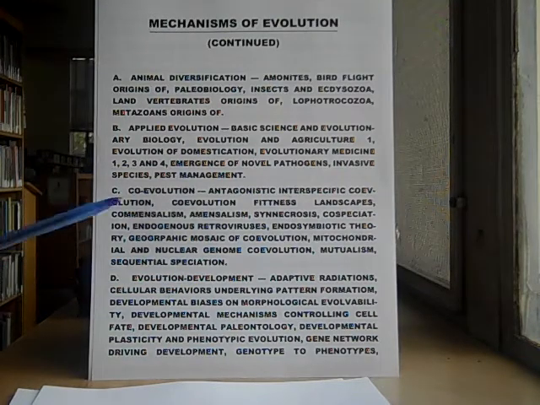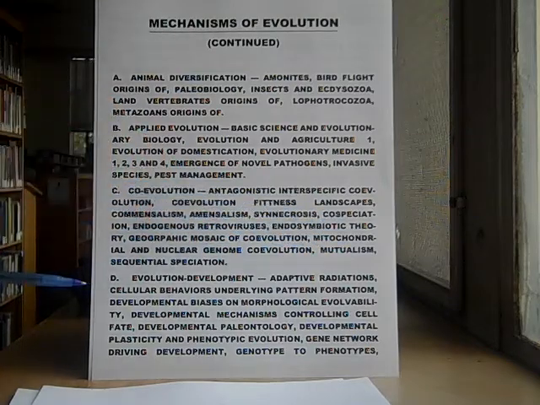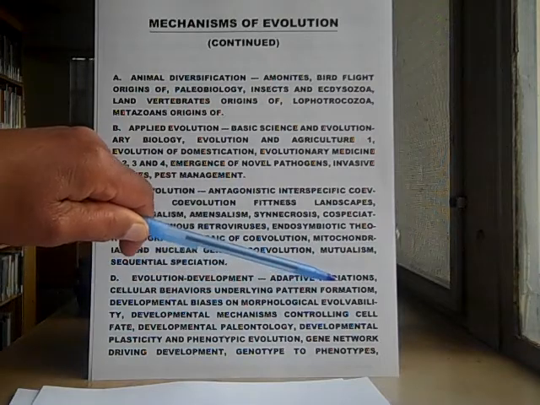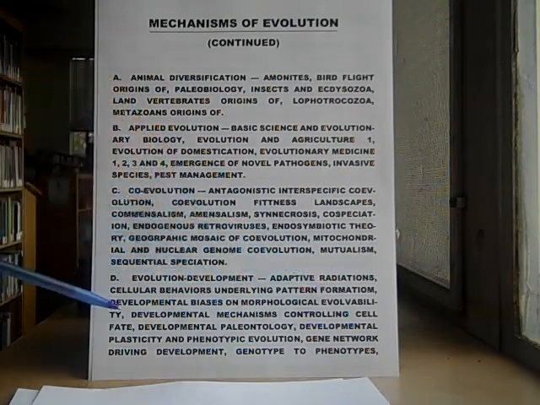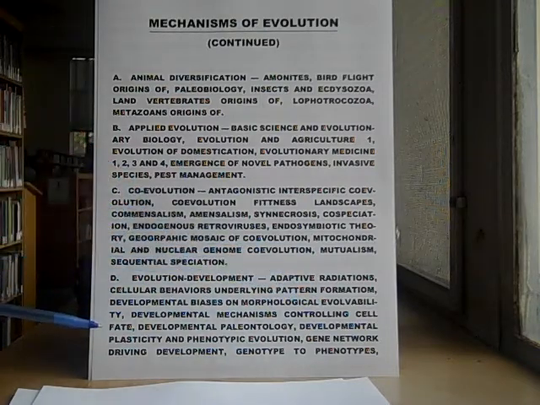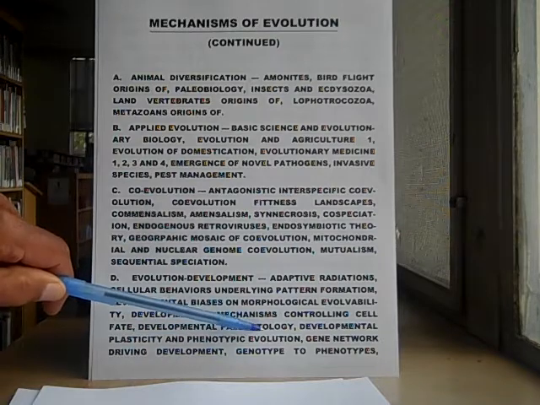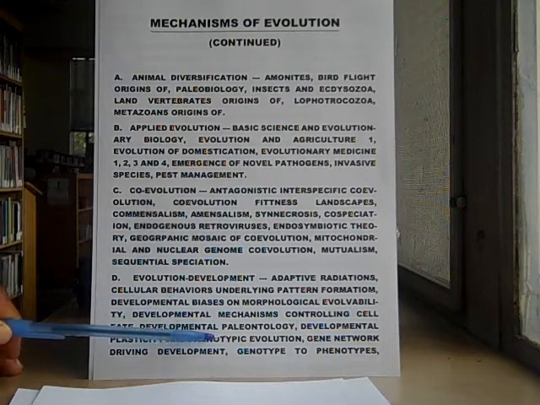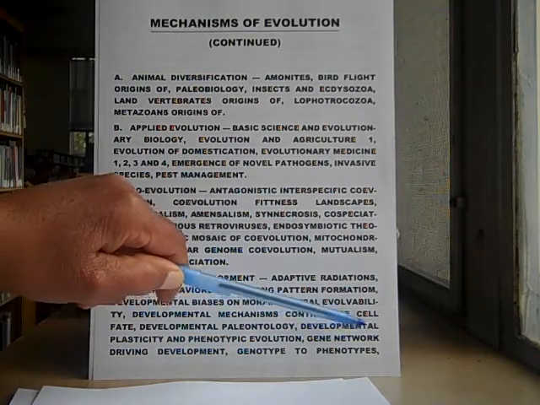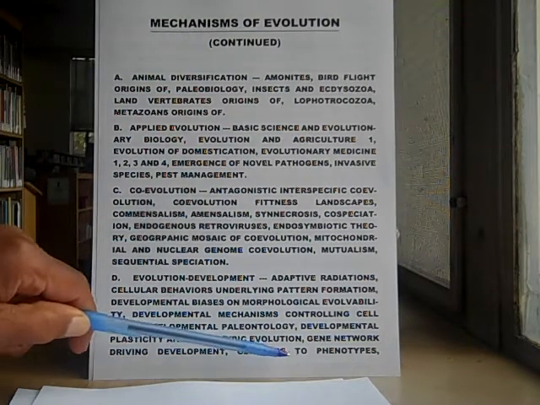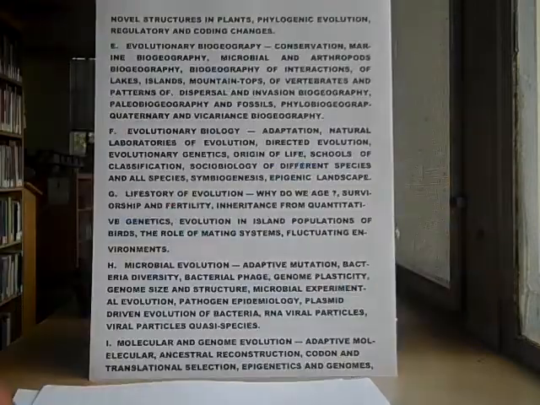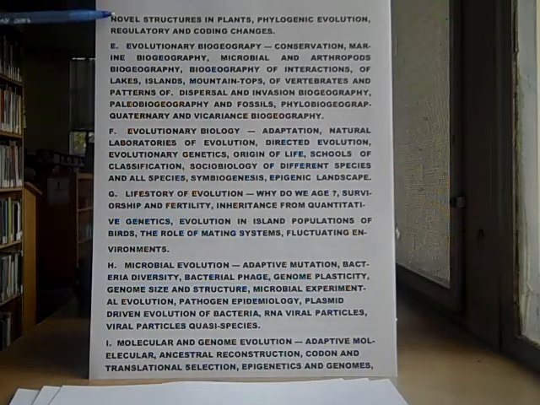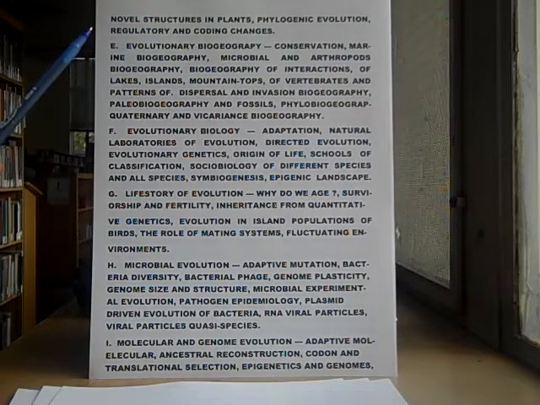Evolution development. This includes adaptive radiation of species, cellular behaviors underlying pattern formation of species, developmental biases on morphological evolvability, developmental mechanisms controlling cell fate, developmental paleontology, developmental plasticity and phenotypic evolution, gene networks driving the development, genotype to phenotype. We'll continue. Novel structures in plants, phylogenetic evolution, regulatory and coding changes. We'll go to E now.